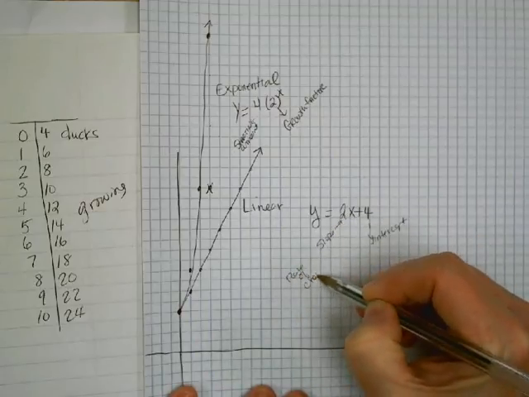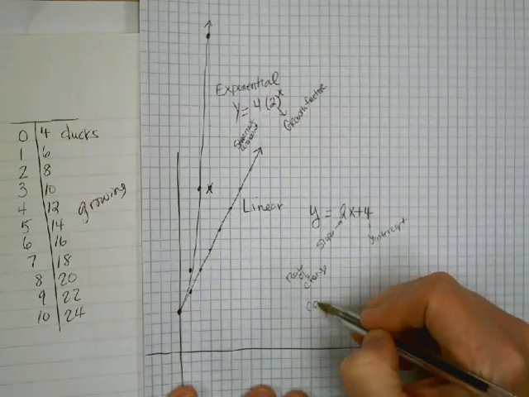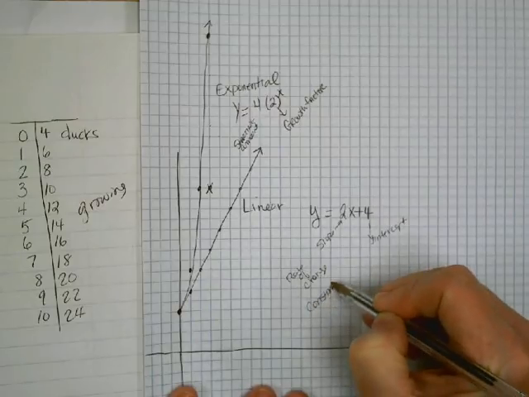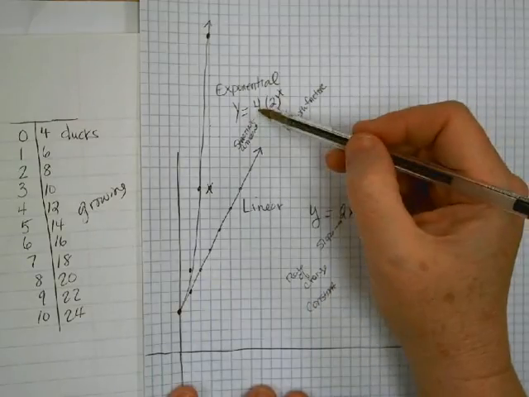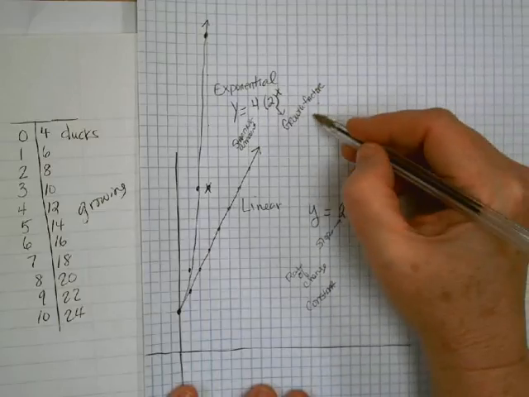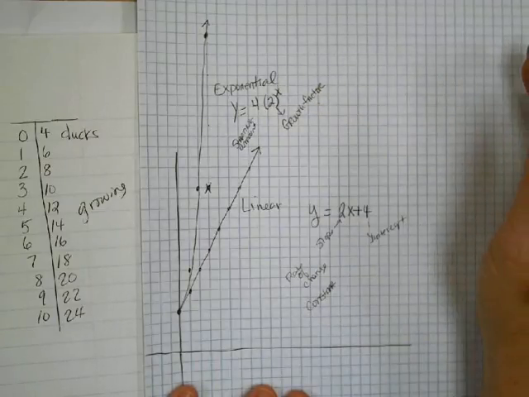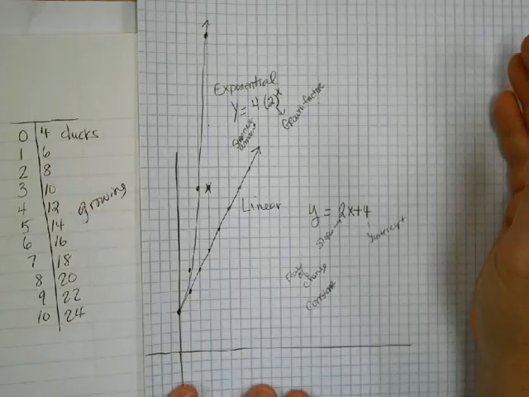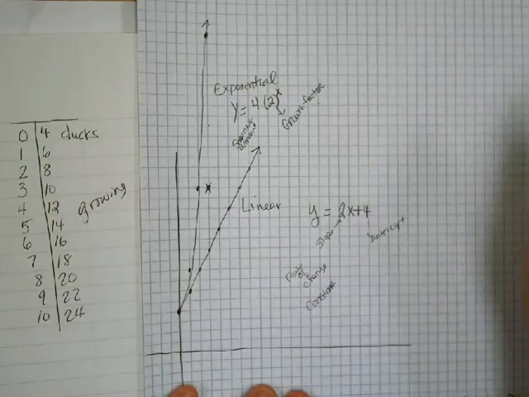And in a linear one, the rate of change is constant. Is the rate of change constant here? No, the growth factor is constant, but not the rate of change. The rate of change is doing exactly what the growth factor tells it to do, and it's doubling each time.